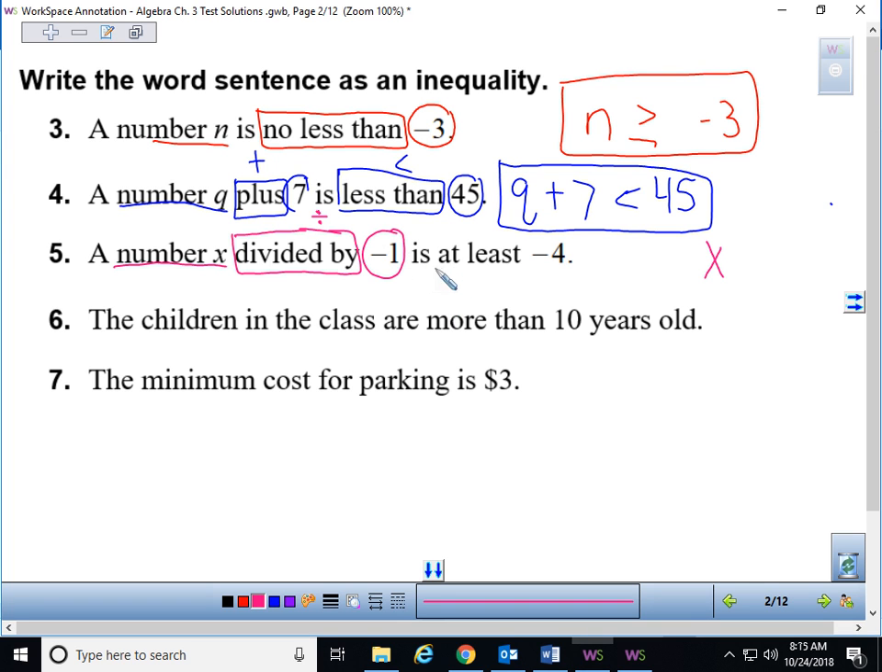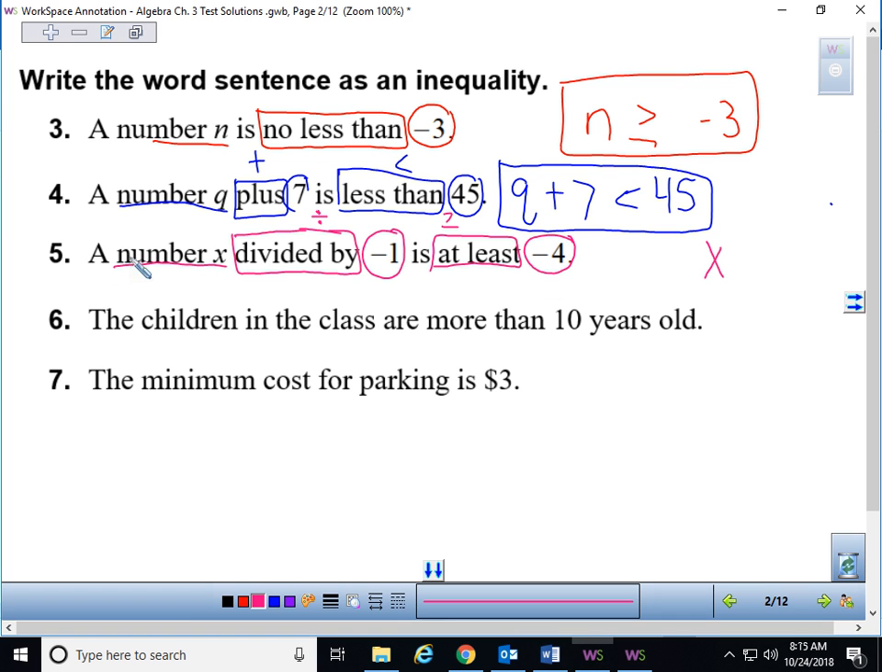And this, at least, is another inequality symbol. If you didn't know or you didn't write down those symbols, then this is probably challenging. At least is greater than or equal to. And what is it greater than or equal to? It is at least the number -4.